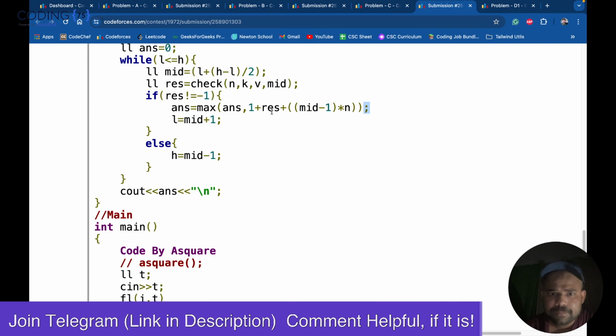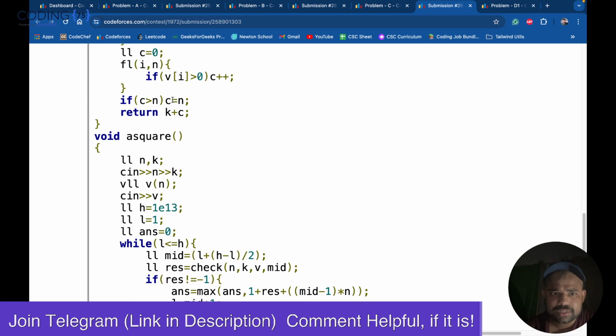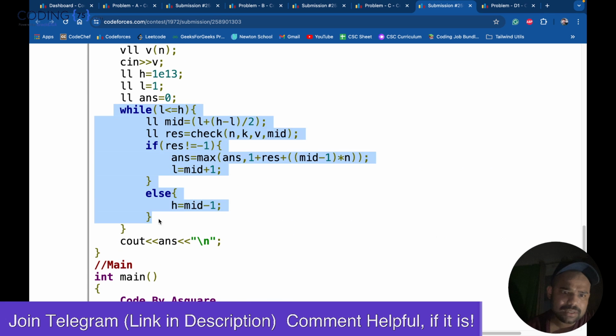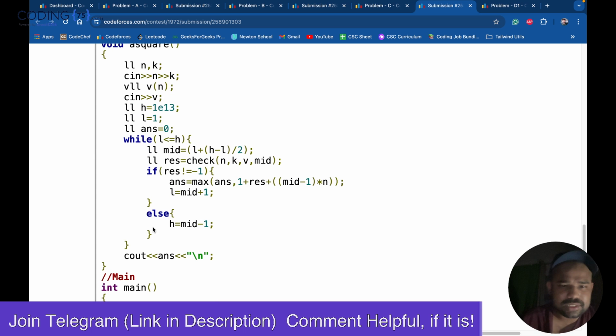So here x is mid. And the rest is what we are adding from here, extra numbers, right? And we are applying the binary search on it. Cool guys, I hope it is clear.